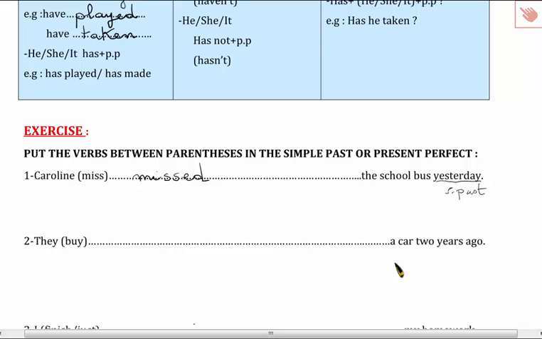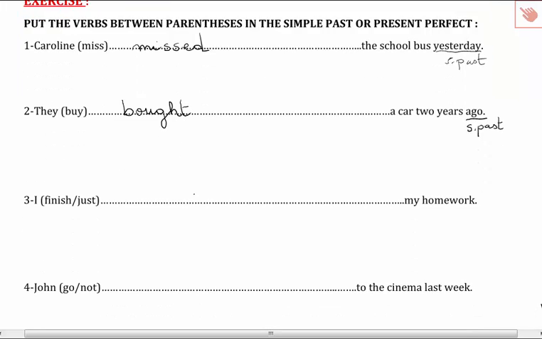Number 2. They buy a car 2 years ago. I have ago. Again, ago is an indicator of the simple past tense. Buy is irregular and its simple past form is bought. So they bought a car 2 years ago. Sentence 3. I finished just my homework. I have just, and just is an indicator of the present perfect. So with I will use have, the indicator here, plus the past participle form of finish, which is finished. So I have just finished my homework.